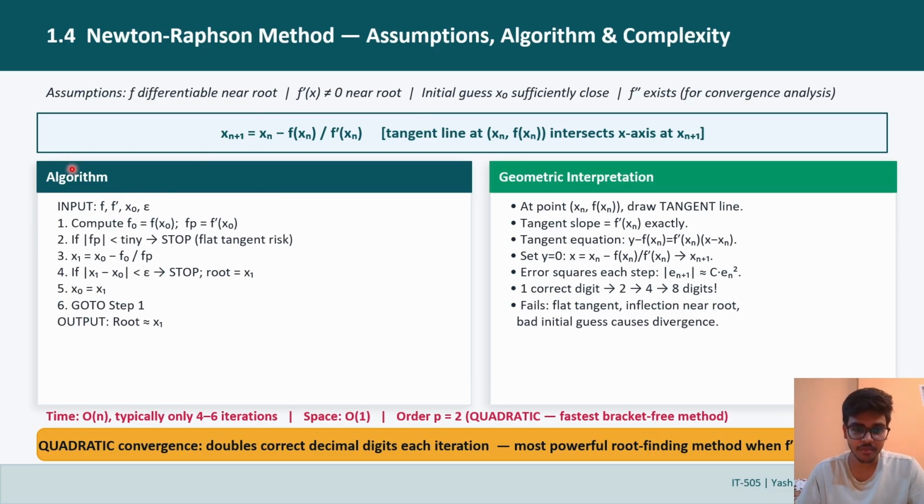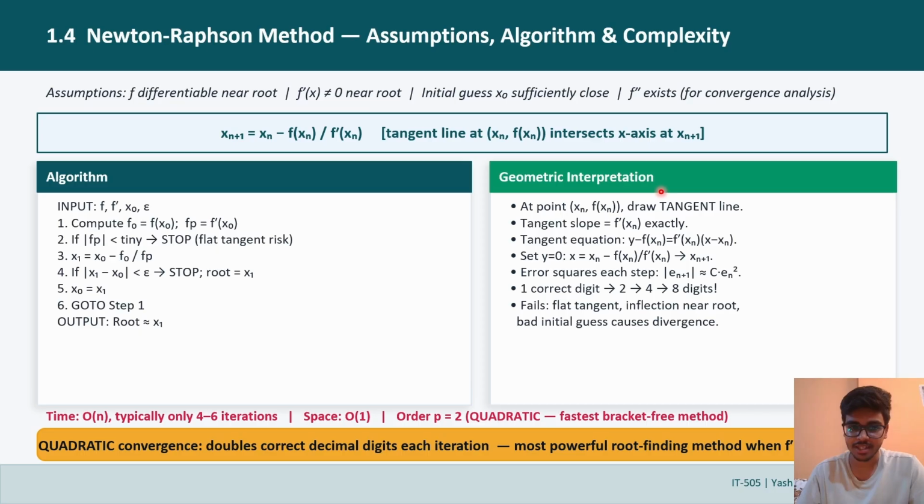Algorithm: we compute f and f prime at the current point. If f prime is near 0, stop. Flat tangent means trouble. Otherwise, compute the next guess. If the change is smaller than epsilon, stop and report the root. Otherwise, update and repeat.